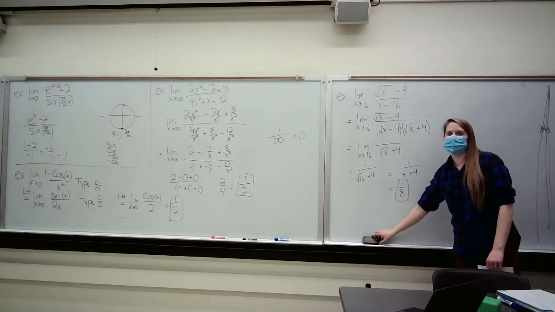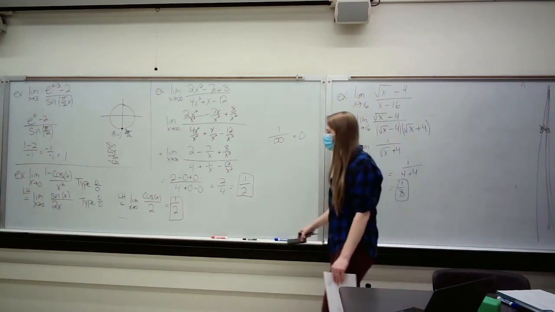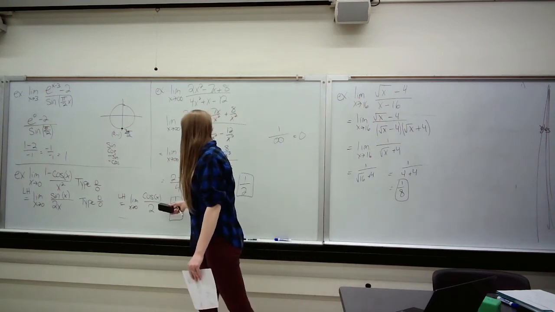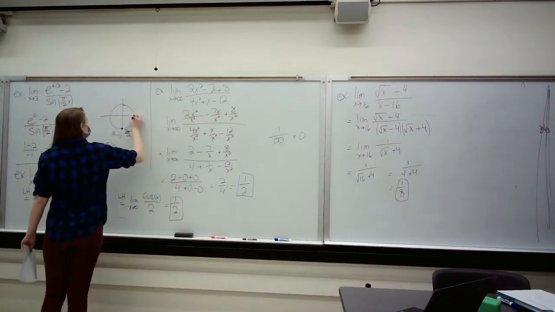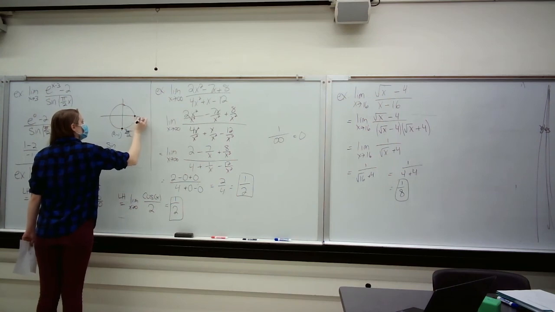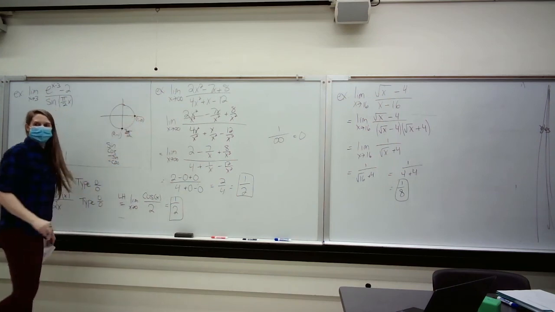For the previous question, how did you get 1 over 2? So cosine of 0 is just 1. So cosine is my x value. Okay.